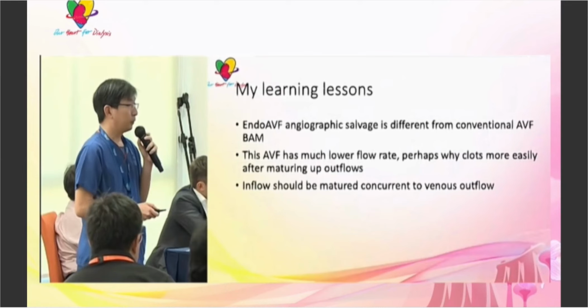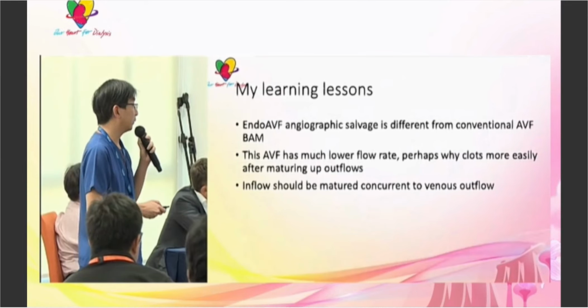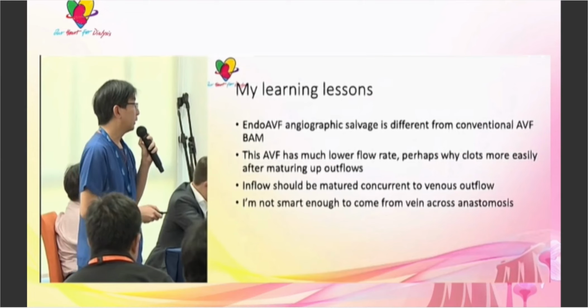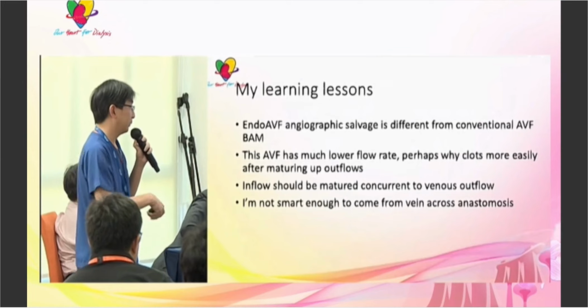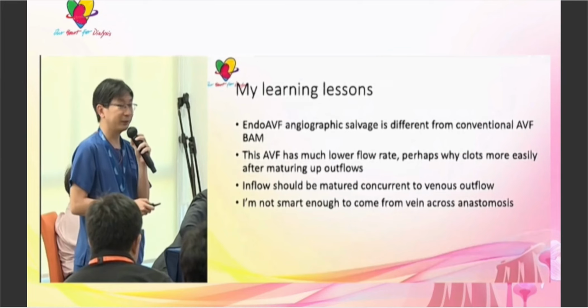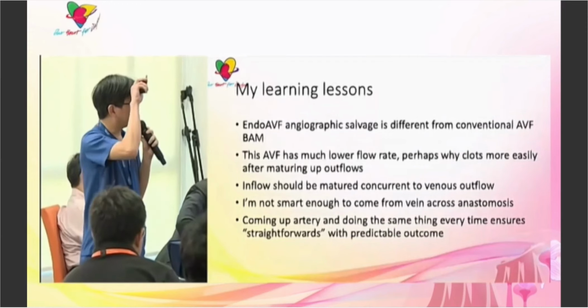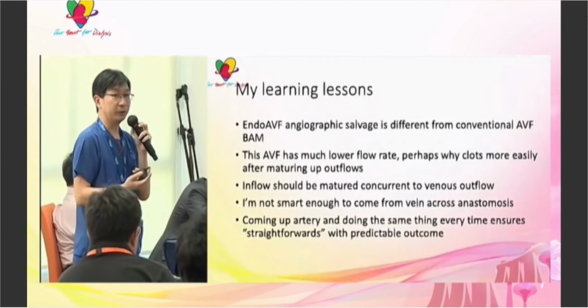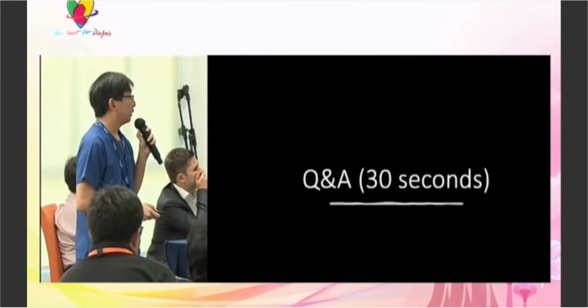I think you must do the anastomosis and the perforator concurrently, or it's not going to work because the flow rates are much lower. I can't figure out how to come from the vein across the anastomosis, and as mentioned earlier, try not to unless you're forced to. Coming out an artery and doing the same thing every time is how you can get the straightforward outcome. You just repeat it as a template. And that's the end of my talk.